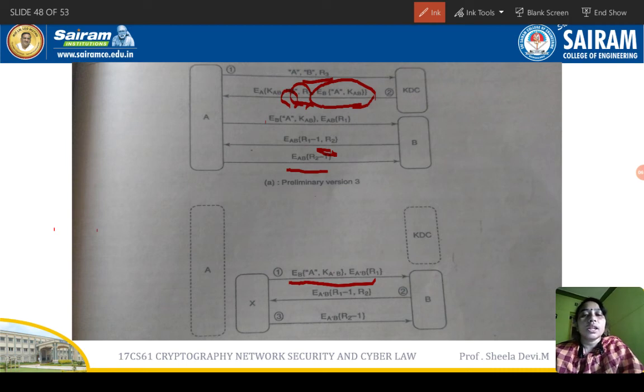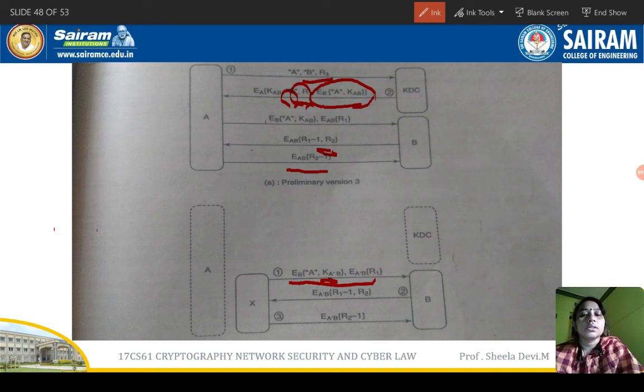If you take this A dash, what is this A dash? It is nothing but the long-term secret before the compromise, that is, before 12 o'clock. So it uses the same information which was shared by the KDC with A, and it sends that same message. So B thinks that it is the message from A, and it takes its own ticket.